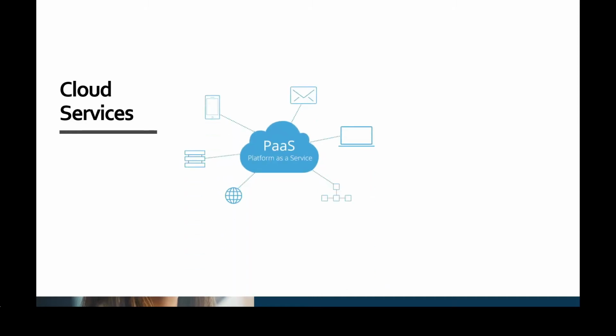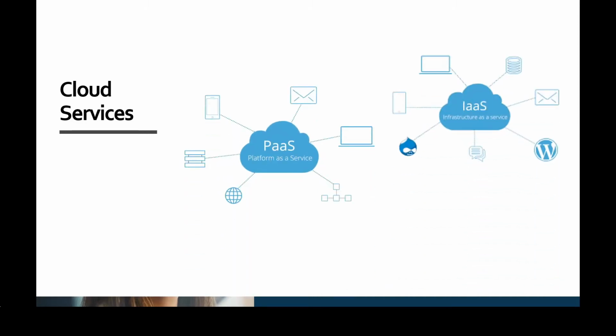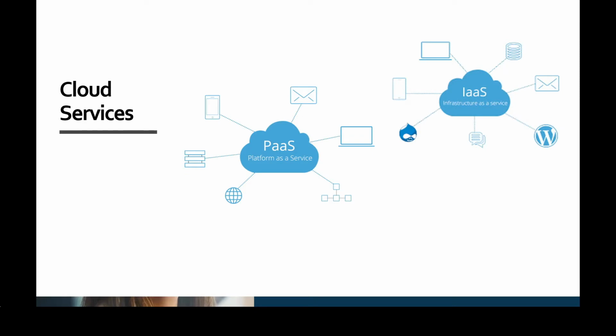We have three types of cloud services: PaaS, platform as a service; IaaS, infrastructure as a service; SaaS, software as a service. Let's understand each one of them in detail.